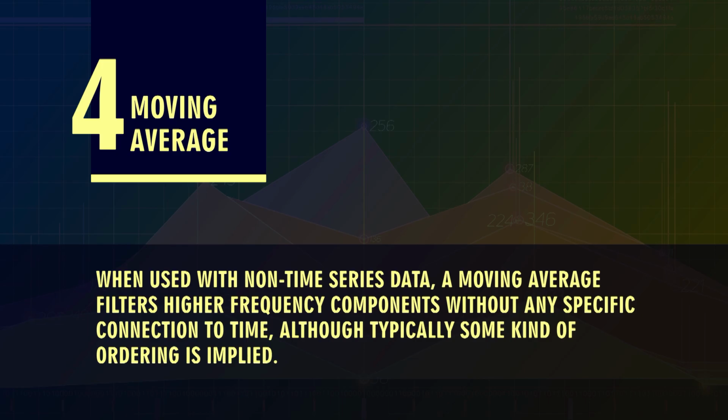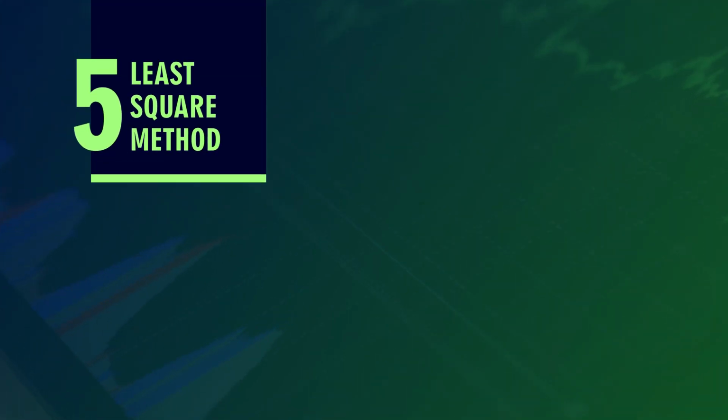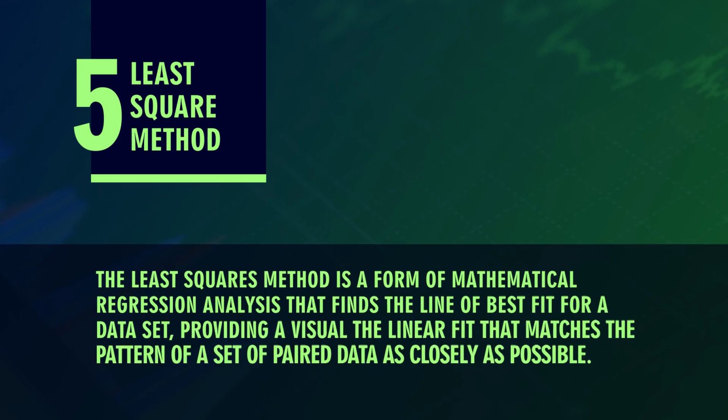So this is a way, and the least square method is also another form of mathematical regression analysis, which is also used for the measurement of trend, and is considered one of the ways of measuring the trend. So the least square method is a form of mathematical regression analysis that finds the line of best fit for a data set, providing a visual way of doing the thing.